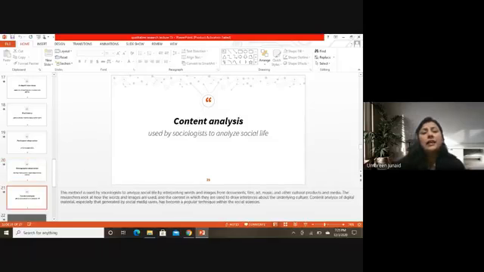The next is content analysis. Content analysis is used by sociologists to analyze social life. This method is used by sociologists to analyze social life by interpreting words and images from documents, from film, art, music, and other cultural products and media. The researchers look at how the words and images are used and the context in which they are used to draw inferences about the underlying culture.